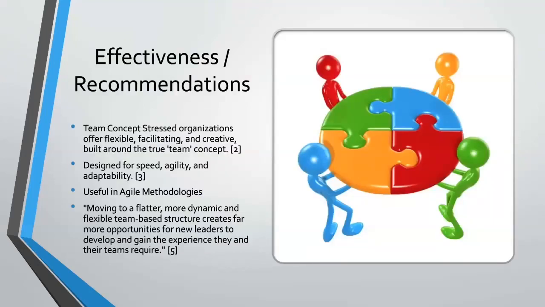All right, so the effectiveness and some recommendations for the team-based organization. The team-based approach allows for extra speed and agility, adaptability as each team member works together. You don't have to worry about just agreeing with what the boss has to say or waiting for orders. It also allows each of the team members to be able to make their own decisions. It's really helpful and useful in agile environments. That would be one place where it would be really effective to use this team-based approach.